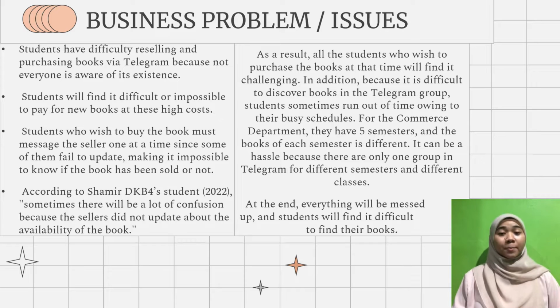In addition, because it is difficult to discover books in the Telegram group, students sometimes run out of time owing to their busy schedules. For the Commerce Department, they have 5 semesters and the books of each semester are different. It can be a hassle because there is only one group in Telegram for different semesters and different classes. In the end, everything will be messed up and students will find it difficult to find their books.